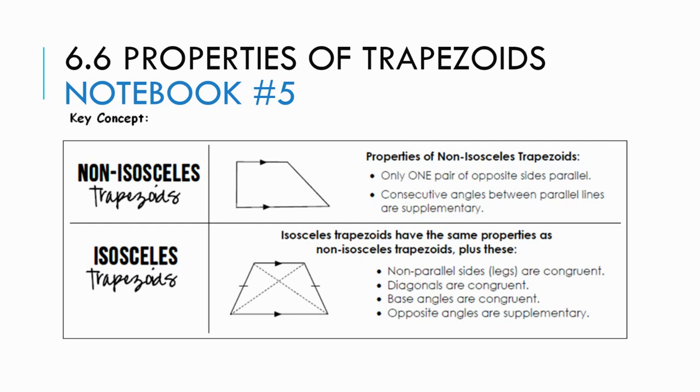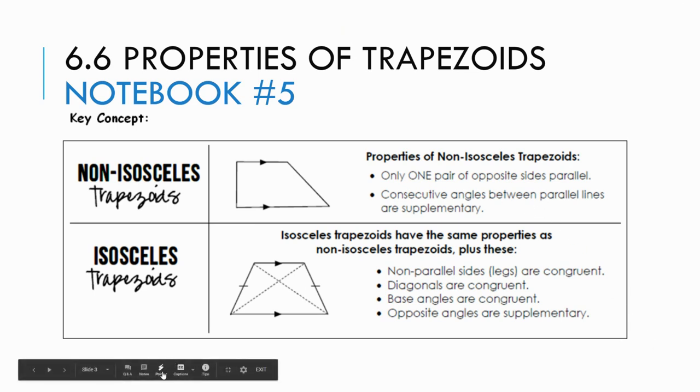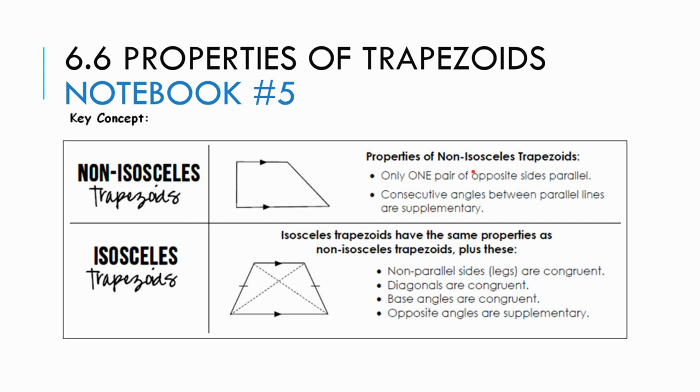All right, so we have two different types of trapezoids. We have a non-isosceles trapezoid and then we have an isosceles trapezoid. Hopefully you remember back to when we did triangles, and isosceles triangles had two congruent sides. So an isosceles trapezoid just means that the two sides in between the parallel lines are going to be congruent, and they're called the non-parallel legs. Okay, so let's first start with this whole idea of non-isosceles trapezoids.